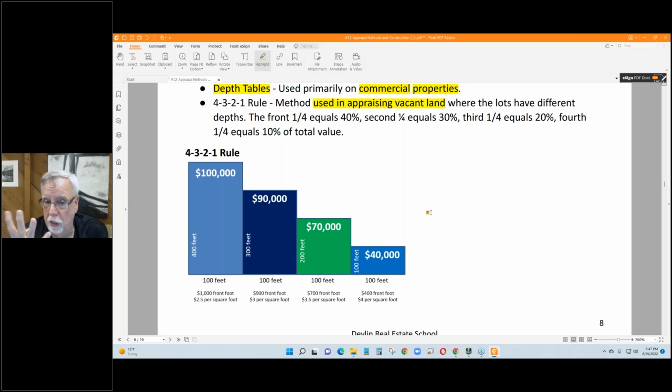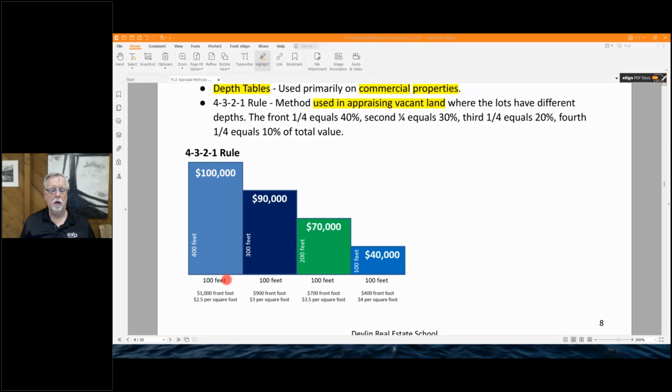So we have 4 lots, vacant lots right next to each other. The first one is 100 feet across, 400 feet deep, and is worth $100,000. Now, if you do the math, first of all, if it's $100,000 and it's 100 feet across the top, then that means it's worth $1,000 a front foot.